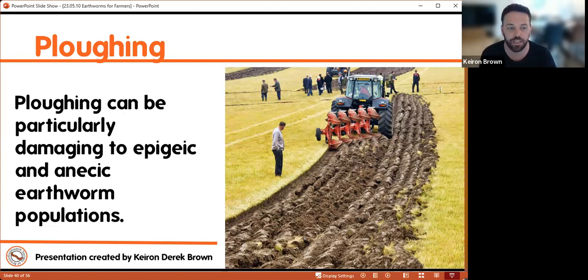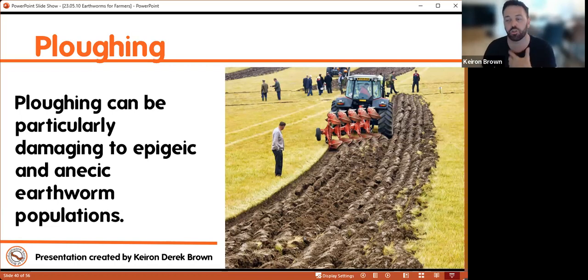It's particularly damaging to epigeic, those surface dwelling, and anecic, those vertical burrowing larger earthworms. What I didn't mention earlier is those vertical burrows are permanent burrow structures, so they're permanent homes for the earthworms. So it's no surprise that the damage to those burrows is going to have a more significant impact on those earthworms. The bigger the earthworm as well, quite often the longer lived as well.